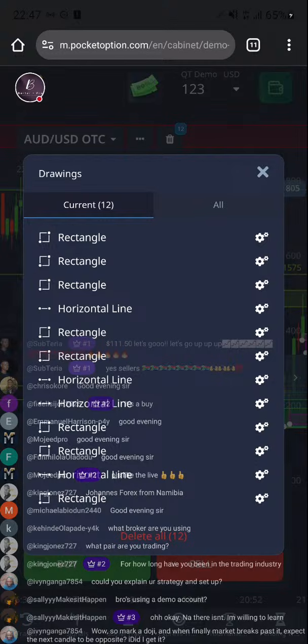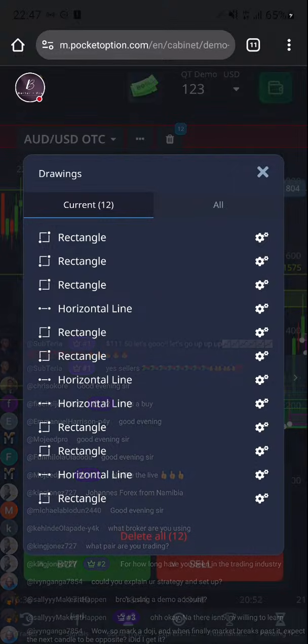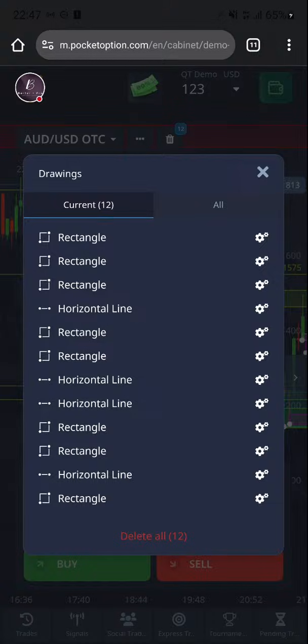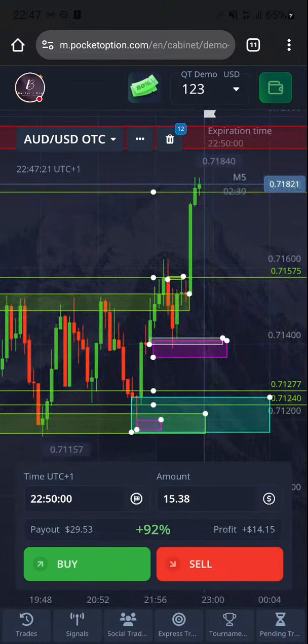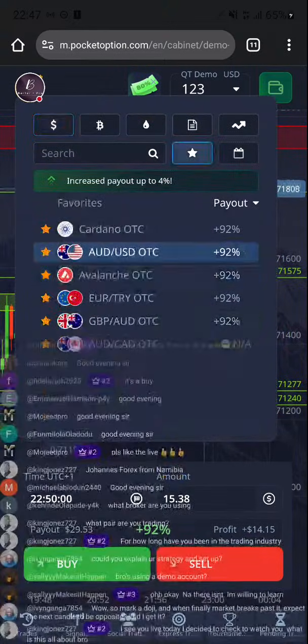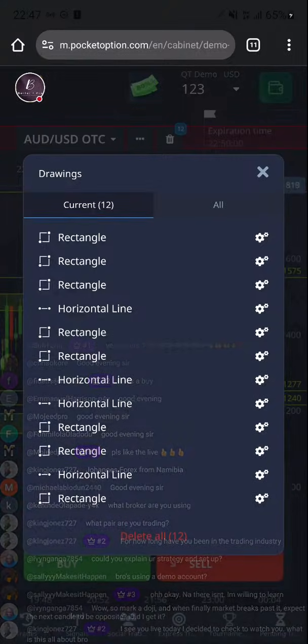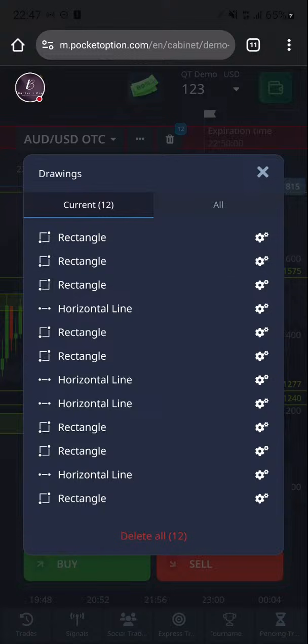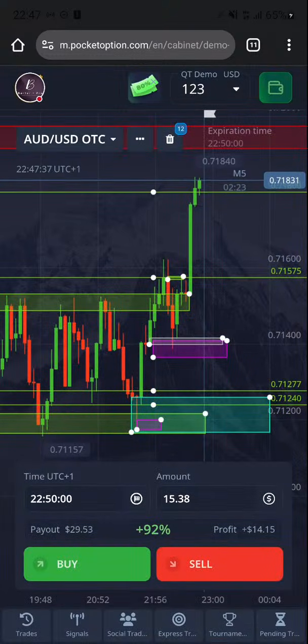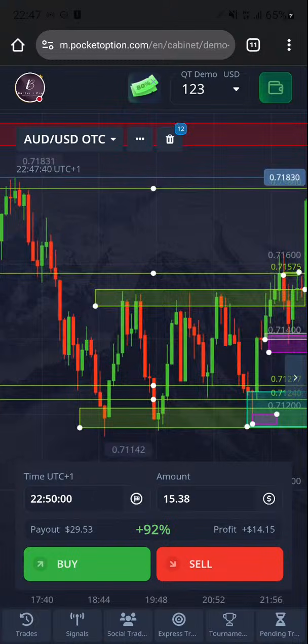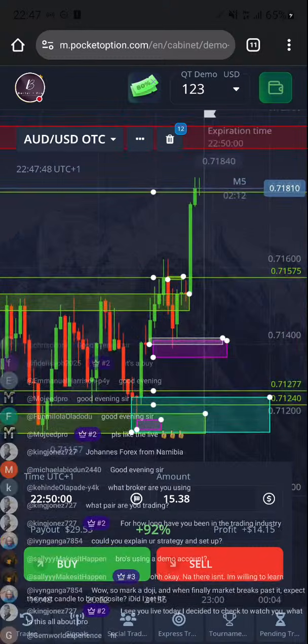Okay, wow. So mark a doji, then finally market breaks past. Sorry, I couldn't read the whole comment. But not just the doji. See, that doji needs to be in a ranging market. You understand? Expect the next candle to be opposite. Yes, you can try, you can check it out, but make sure that market is a ranging market. Sorry, I couldn't read that comment after your comment. Please send me a dot so that I can read the next comment after it. Thank you.